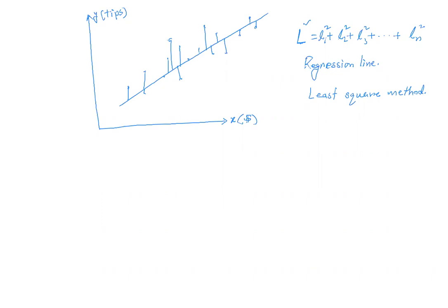So in those cases, sometimes instead of using the square, some people would just use the absolute value of L1, L2, and all the way up to Ln, okay? So this is just the absolute value method for finding the regression line. In that case, you're going to minimize this value. But this is the least square method, least square approach. That is the most common one for the regression line.